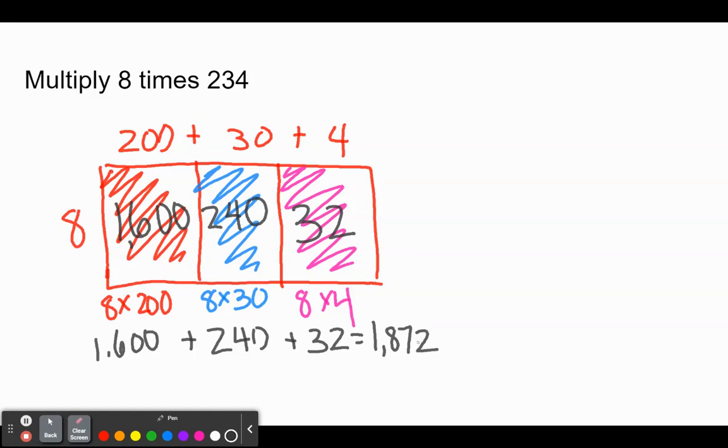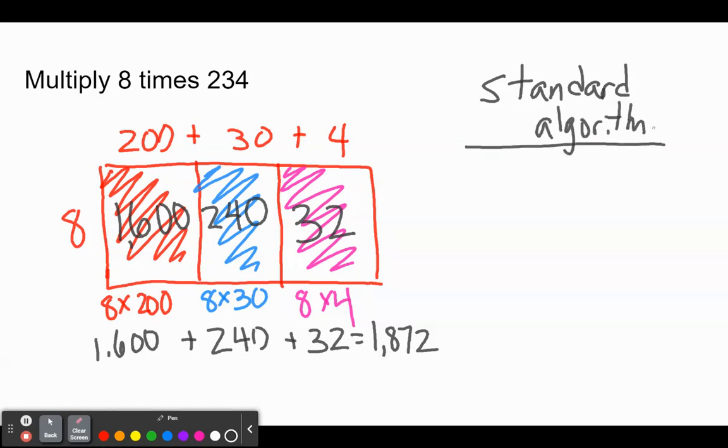Now let's compare this to what it would look like if we did the standard algorithm. This is another method of multiplication. So with the standard algorithm, we're going to write 234, and then multiply it by 8. I'm going to change my color so we can see all of the work. First, we start with our ones whenever we use the standard algorithm. So we're going to do 4 ones times 8, which gives us 32. It's the same thing we did over here.